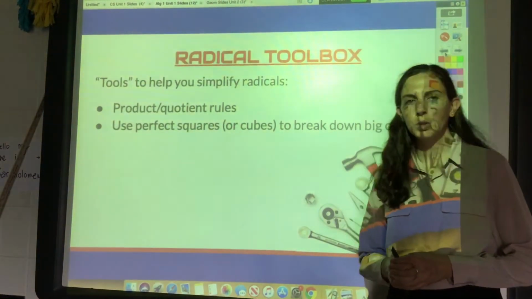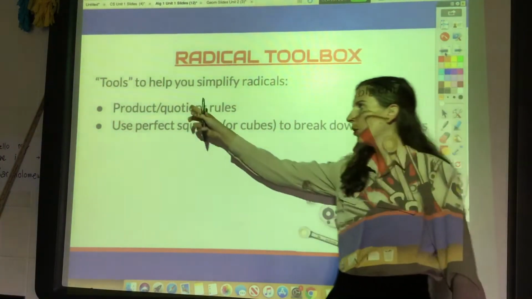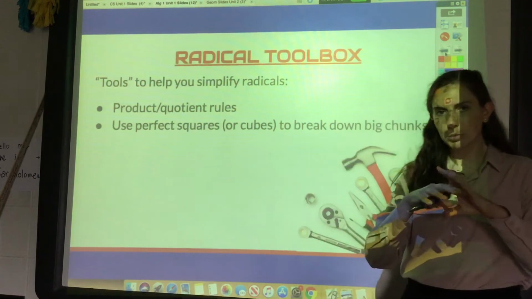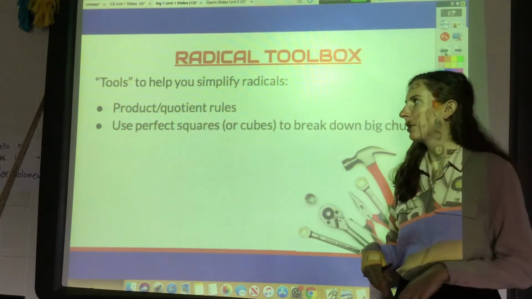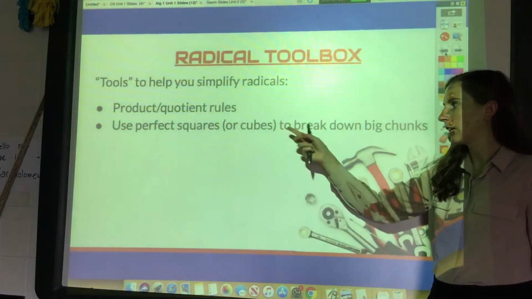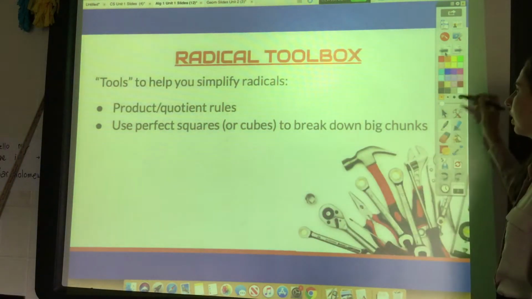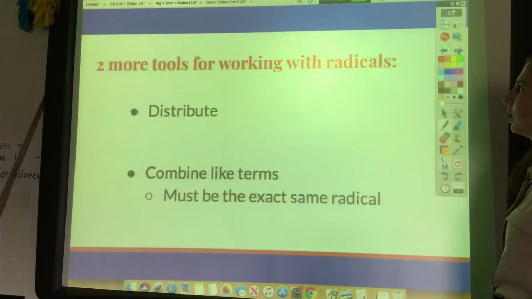So far, some tools we've talked about to simplify radicals are the product and quotient rules, where you can combine multiplication or split up, same thing with division, and then breaking radicals down using perfect squares. Today we're going to talk about two more tools that you might use.